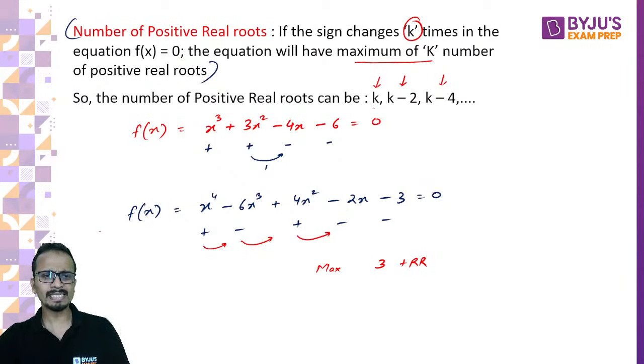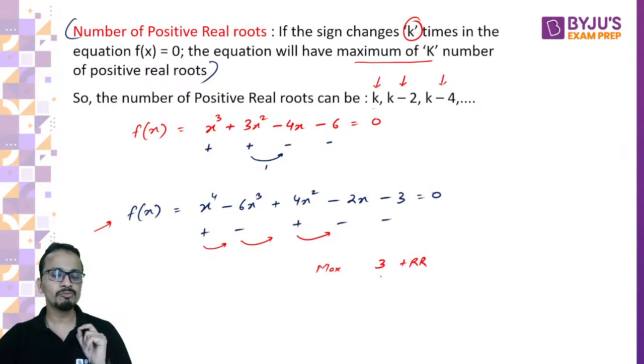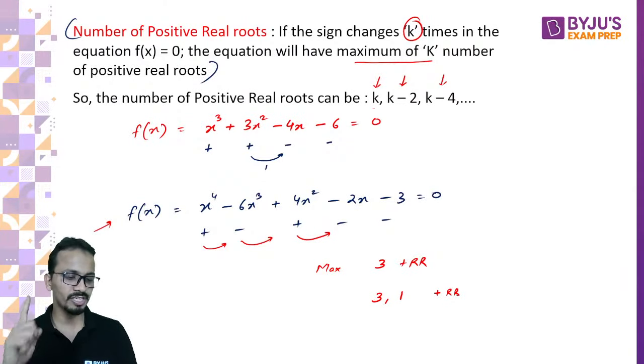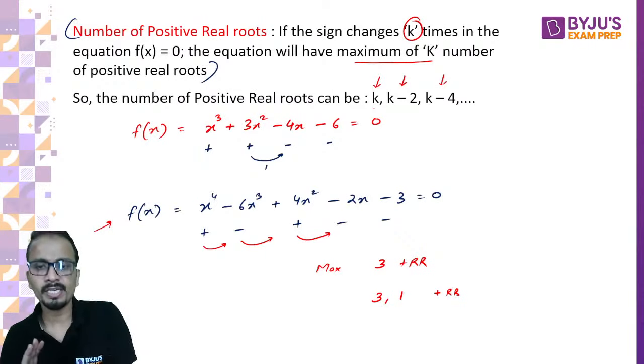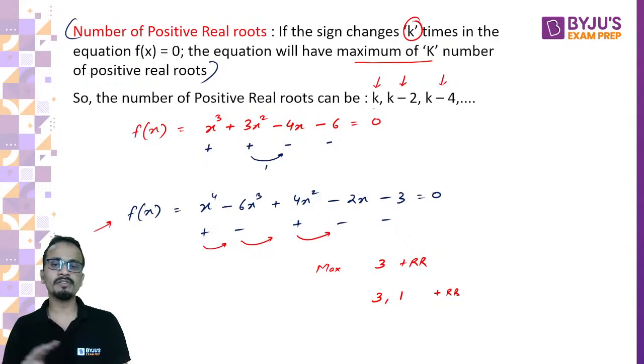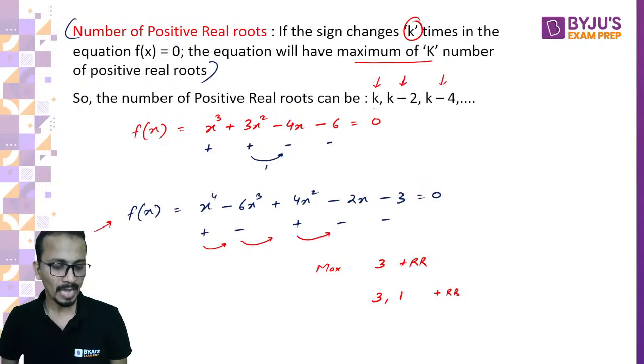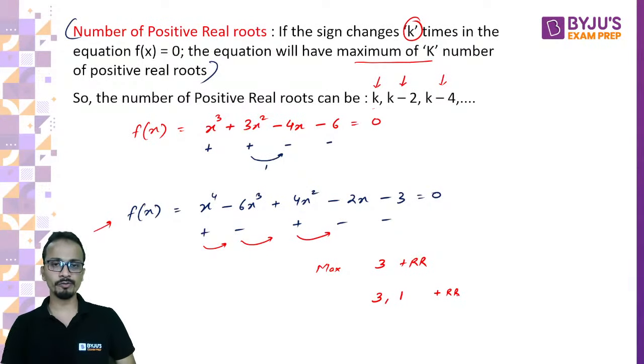So in the second example that I have taken, this equation can have a maximum of 3 positive real roots. I can say that this equation may have either 3 or 1 positive real root. ओके, या तो 3 पॉजिटिव रियल रूट हो सकते हैं या फिर 1 पॉजिटिव रियल रूट हो सकता है. 3 से कम 2 पॉजिटिव रियल रूट्स cannot be possible for this particular case. Am I clear to each and every one of you?